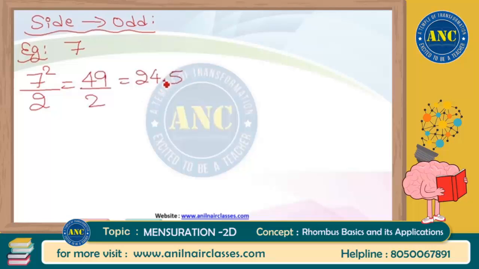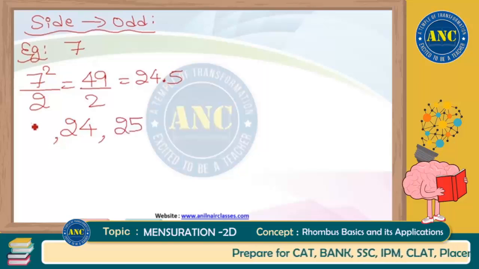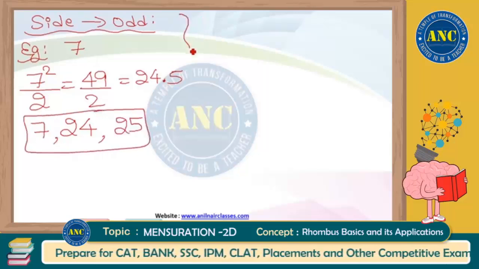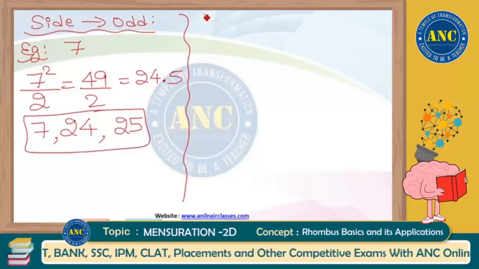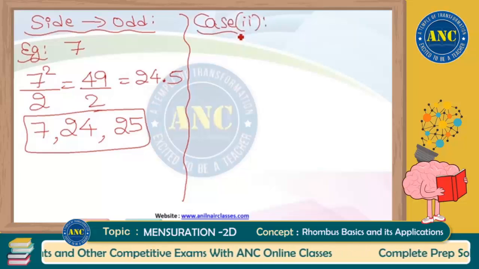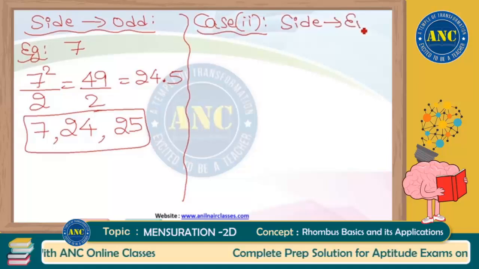Subtract 0.5. When I subtract 0.5 from 24.5, I'll get 24. Add 0.5. 24.5 plus 0.5 is 25. 7, 24, 25 will form a Pythagorean triplet. Now, this is case 1. Case 2. You might get a doubt: Sir, what if the side is not an odd number? What if the side is an even number?